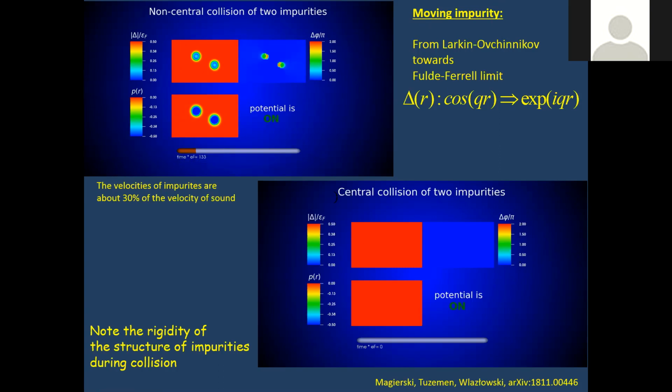At some point you will see when the impurity is rapidly slowing down. This is the moment where we remove the potential, and the impurity at this point is slowing down. Okay, so it's here. And then they collide, but still, as you can see, the structure is pretty rigid.